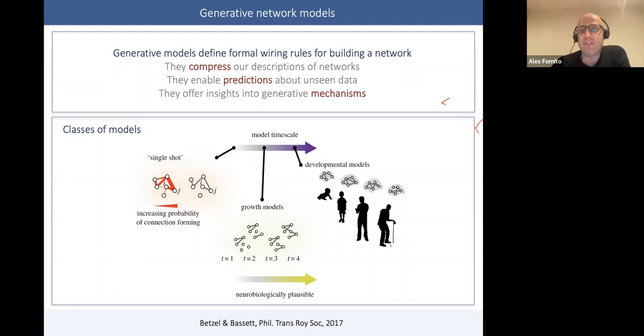Now, there are lots of different types of generative network models in the literature. I won't go into all of those. For anyone interested, I can thoroughly recommend this review paper by Rick Betzel and Danny Bassett, where they provide a really nice introduction to the field. Today, I'll be focusing mainly on this growth class of models and developmental models here, because these are the ones that have attracted the most attention in the literature.